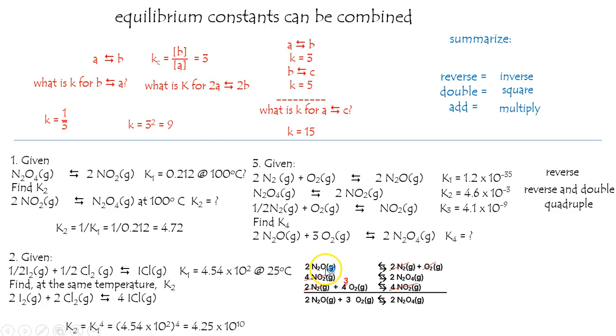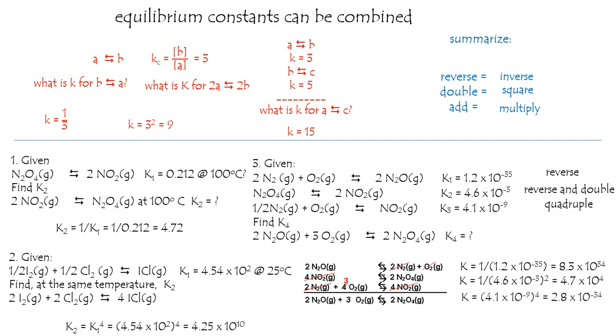Therefore, here it is reversed. Take the inverse of the K value. Here it is reversed and doubled, so take 1 over K squared. And the last one needs to be multiplied by 4, so take that K value to the 4th power. Good, you got all 3 fresh ones. We're going to add them up, so for the K values, we'll multiply them all together, and we get a value of 1.1 times 10 to the 6th for the desired reaction. Equilibrium constants can be combined.